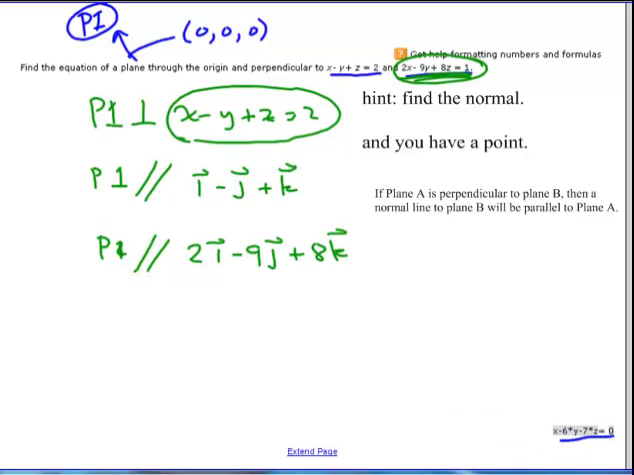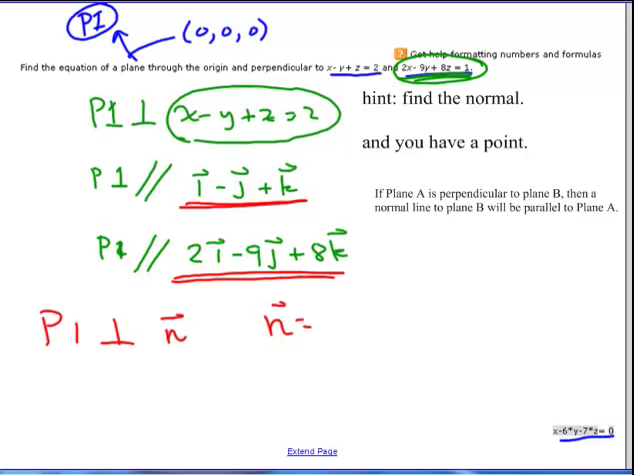All right, so plane 1 is parallel to this line, instead of line, we should say vector. So plane 1 is parallel to this vector and parallel to this vector. So if it's parallel to both of those vectors, then plane 1 will be perpendicular to the normal line, where the normal line is going to be the cross product of these two.